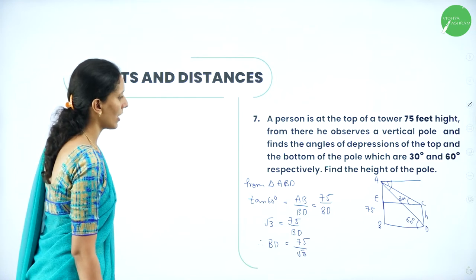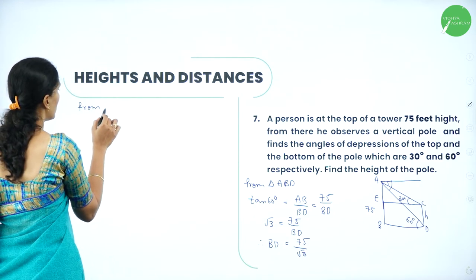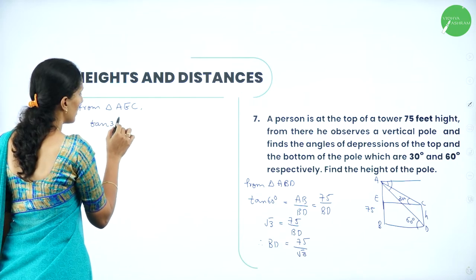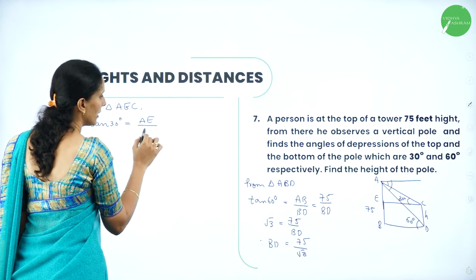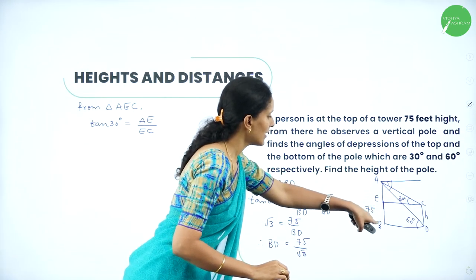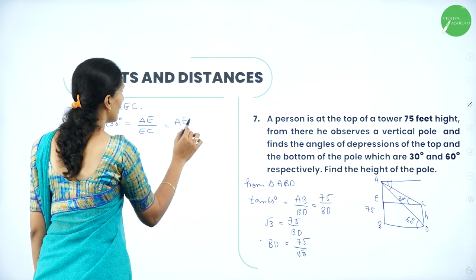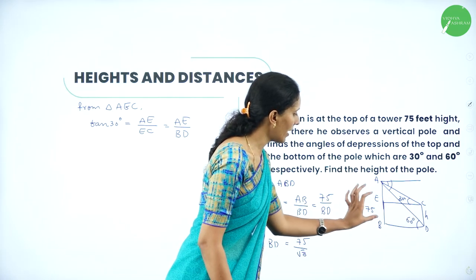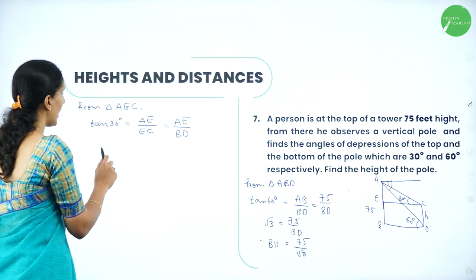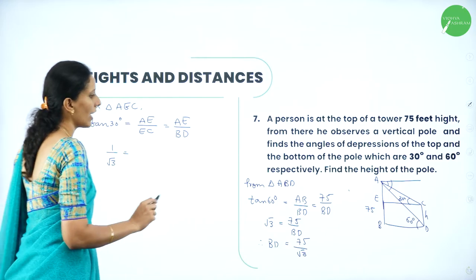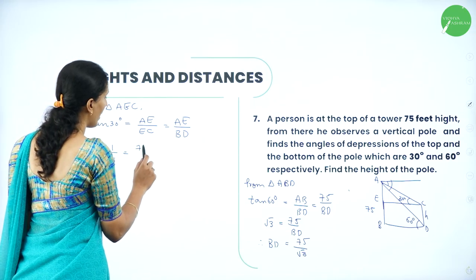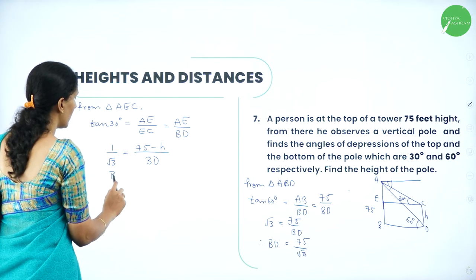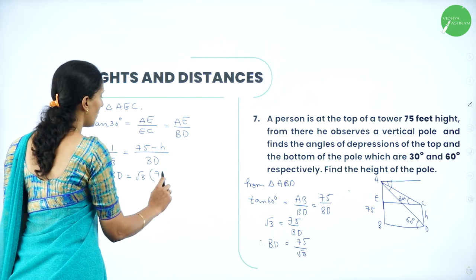Next, take from the triangle AEC. From triangle AEC, tan 30 degree is equal to AE divided by EC. EC is actually same as BD, so I can write it as AE divided by BD. Now, how will we get AE? If I subtract H from 75, this length, I'll get AE. Tan 30 is actually 1 by root 3. AE can be written as 75 minus H divided by BD. So therefore, cross multiplying, we get BD is equal to root 3 into 75 minus H.